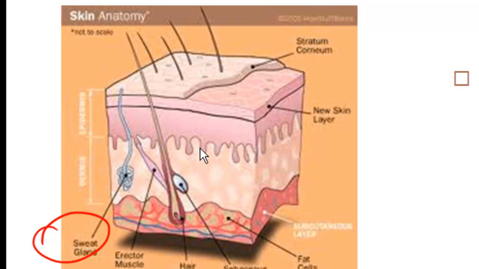The other type of gland is a sebaceous gland, which is attached to hair follicles, and they secrete oil, which is also called sebum. And finally, if you get an overproduction of sebum from the sebaceous glands, that can result in acne.